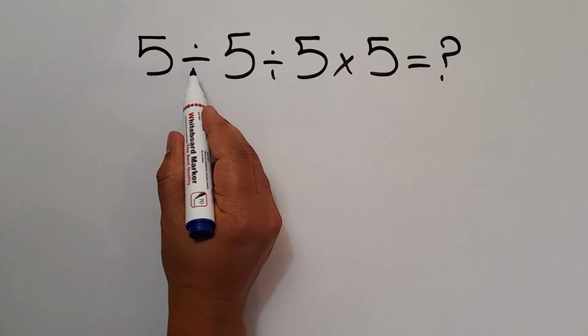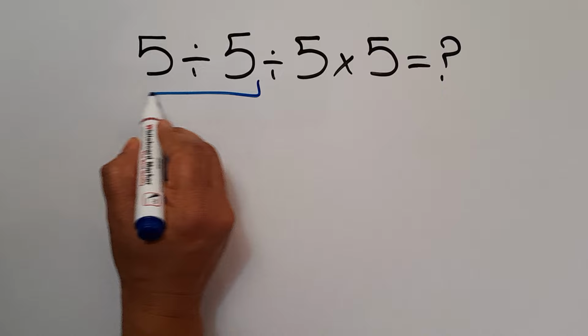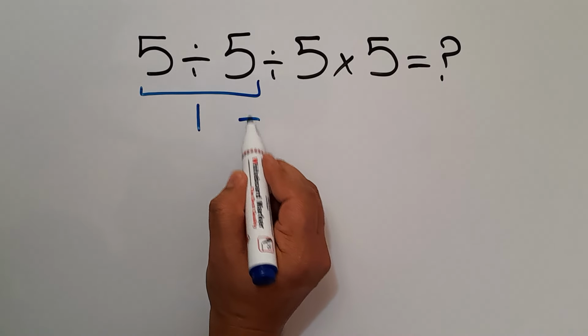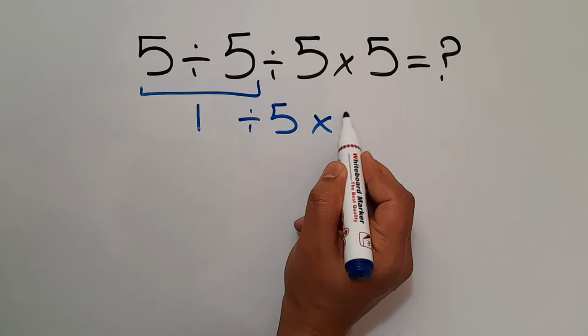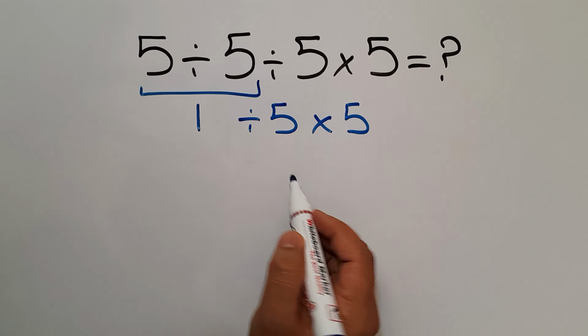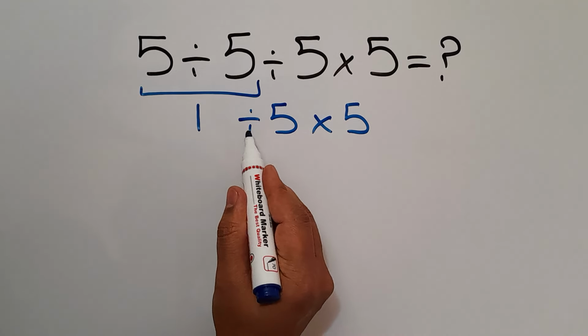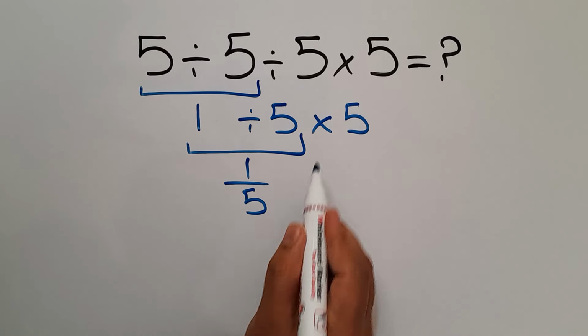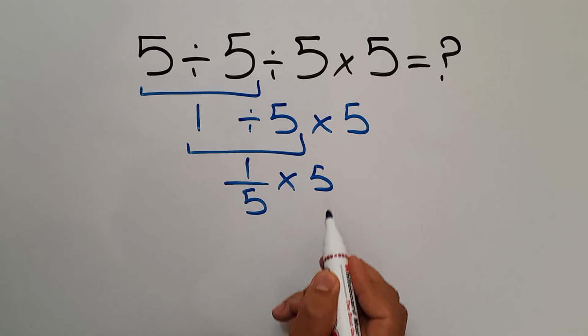Okay, 5 divided by 5 gives us 1. So we have 1 divided by 5, then times 5. Okay, now 1 divided by 5. We can write 1 over 5, then times 5.